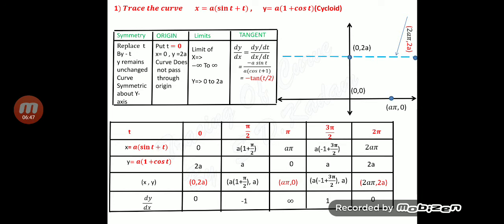As we have seen, there are two tangents which are parallel to the x-axis. dy by dx is equal to 0 at 0 to a, and dy by dx is equal to 0 at the last point, the upper side points. At these 2 points, tangent is parallel to the x-axis. Therefore we have drawn a tangent. Next, infinity, that is a pi 0. At this point, tangent is parallel to the y-axis in this way. And these are the two tangents.